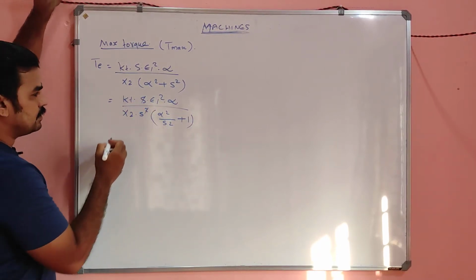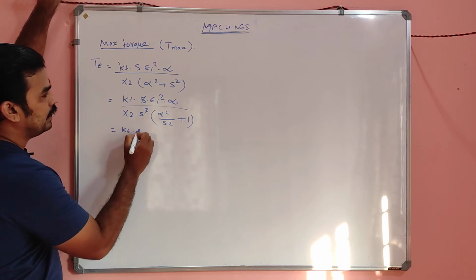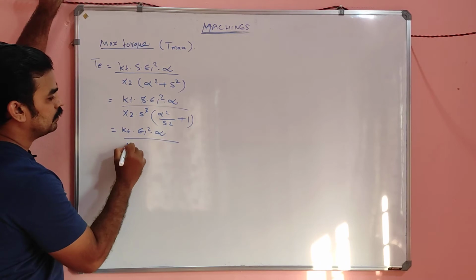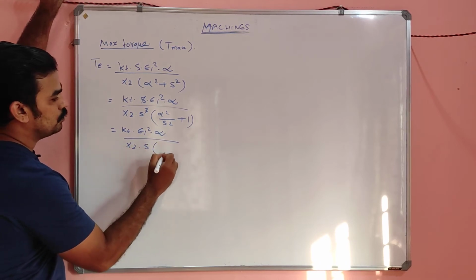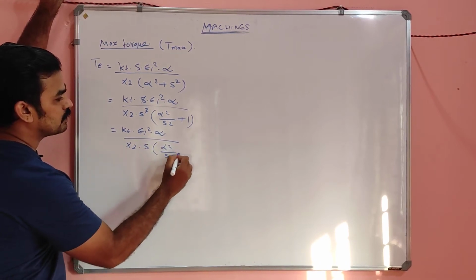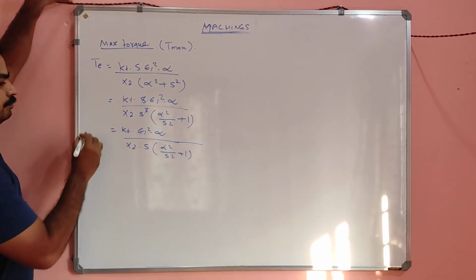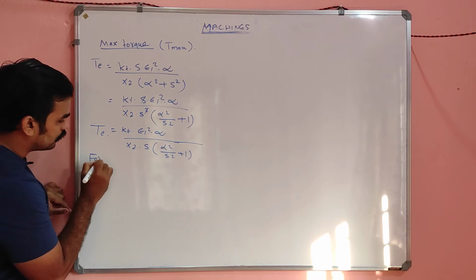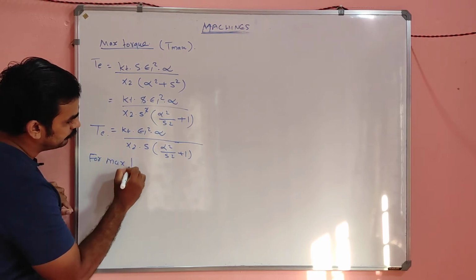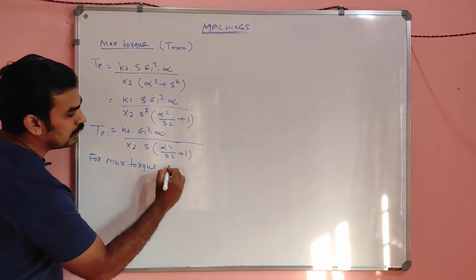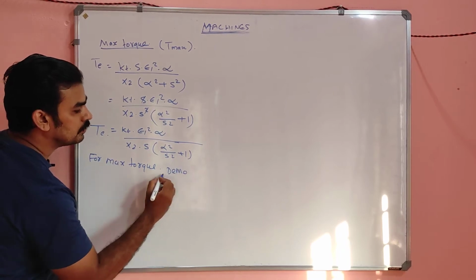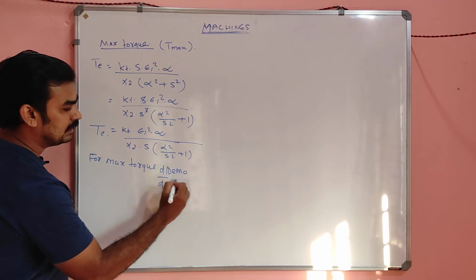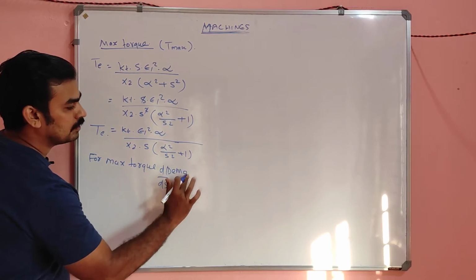This S and S will cancel. So it will become KT into E1 square into alpha whole divided by x2 into S into alpha square divided by S square plus 1. That is nothing but T. So for maximum torque, we already learned this. The term that will be varying is S, so d by d of the denominator.